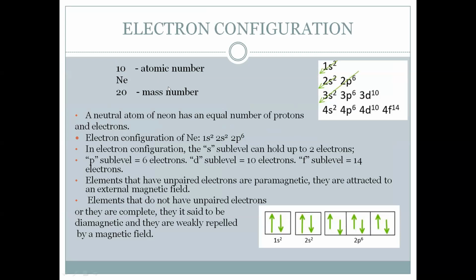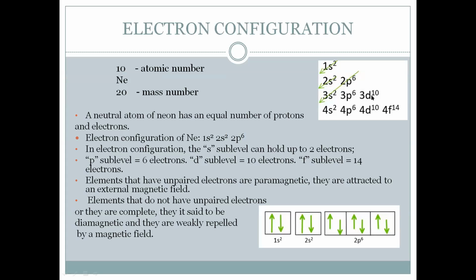Okay, so the neutral atom of neon has an equal number of protons and electrons. If the protons and electrons are not equal, it is already considered an ion. Okay? So how do we write the electron configuration of neon?